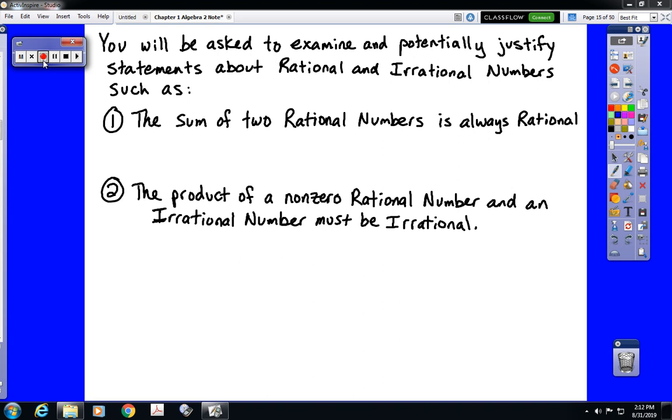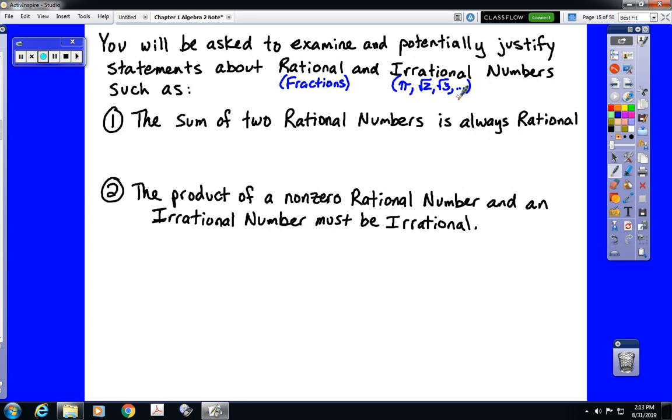So, the first thing you should be able to do coming in is to examine and potentially justify statements about rational versus irrational numbers. Remember, rational numbers are fractions, and irrational numbers cannot be written as fractions. So pi, root 2, root 3, numbers like that.